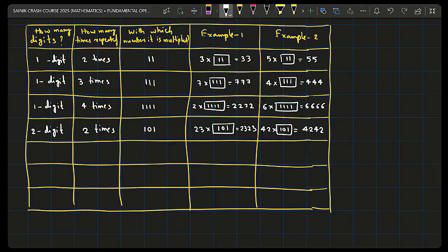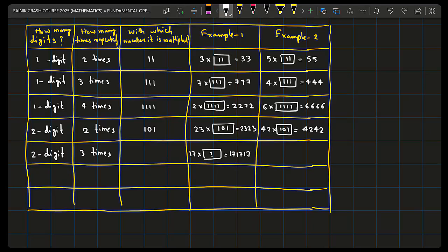Now let us take the next pattern, the same two digit number, but I want to repeat it three times. With which number should we multiply? For example, let's take 17. 17 should be multiplied by which number so that the answer is 171717?